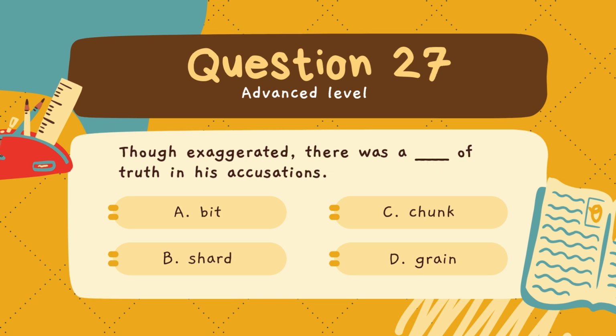Question 27. Though exaggerated, there was a of truth in his accusations. A. Bit. B. Shard. C. Chunk. D. Grain.